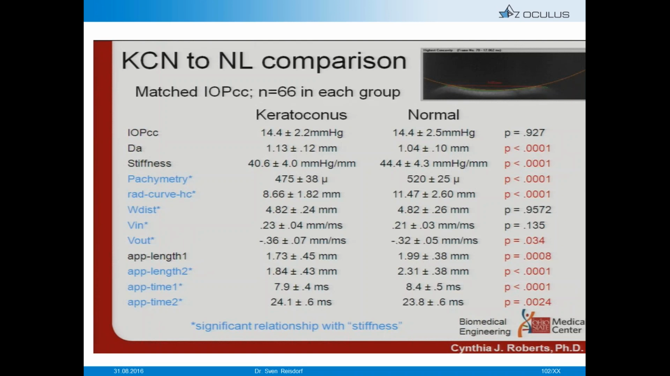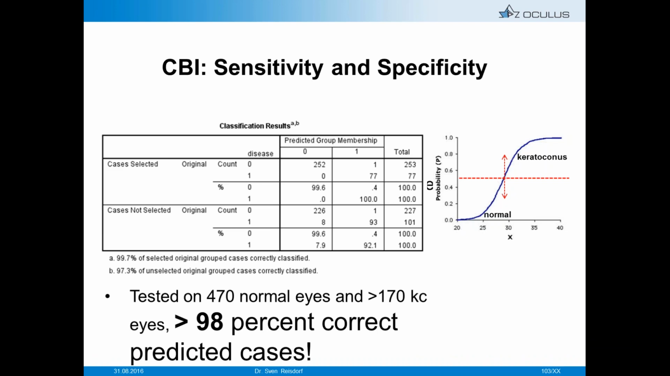Here are the outcomes of one of those studies that showed significant differential between normalized and keratoconic eyes, and a whole host of measurement values that can be derived from the Corvus technology. This particular measurement, the Corvus biomechanical index, also has great sensitivity and specificity for the detection of keratoconus. Over 98% positive predictive value in differentiating normal from keratoconic eyes. So that's very, very sensitive and specific, and that's very, very helpful for us in early diagnosis.